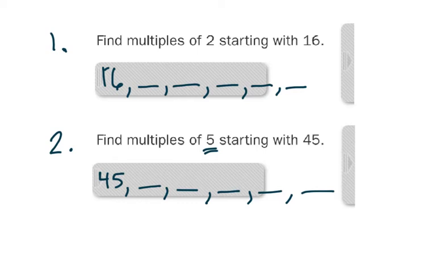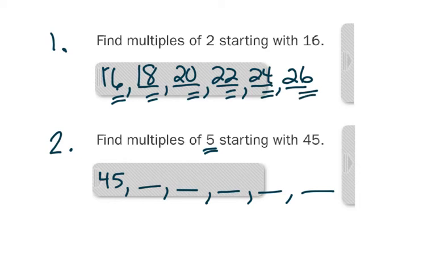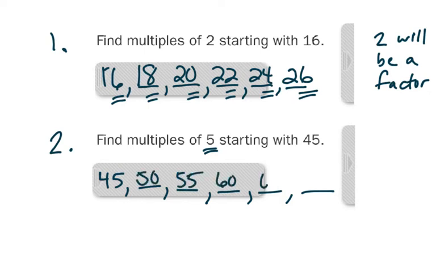So for 16, you would put 16, 18, 20, 22, 24, and 26. Notice that they are all even numbers. Anytime you have a number that ends in an even number, you know that 2 will be a factor. Number 2, find multiples of 5 starting with 45: 45, 50, 55, 60, 65, and 70. Notice that multiples of 5 always end in 0 or 5. Go ahead and erase your whiteboard.